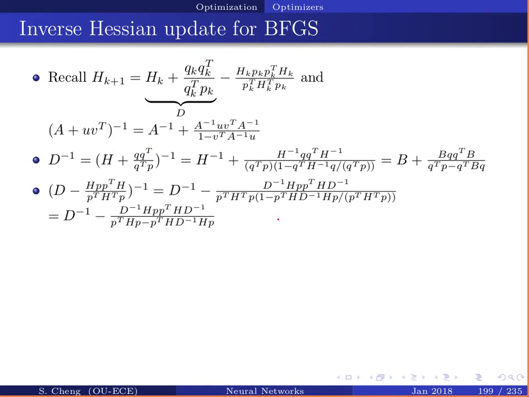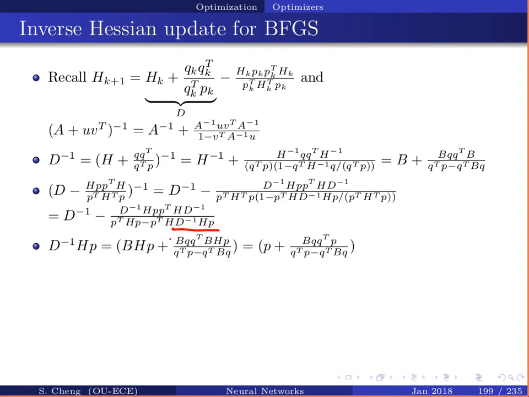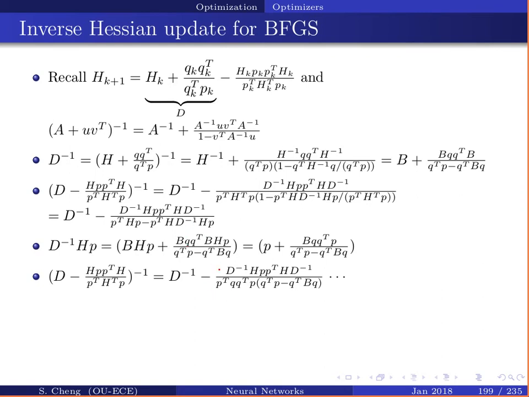Then it doesn't look too good, but this part has a common term: D inverse H p here also has D inverse H p, so I try to compute D inverse H p. It turns out to be equal to this guy here. If you substitute this back to here, it cancels one term. Anyway, what I want to say is that's where I gave up.